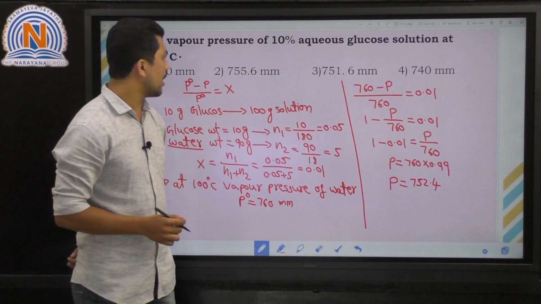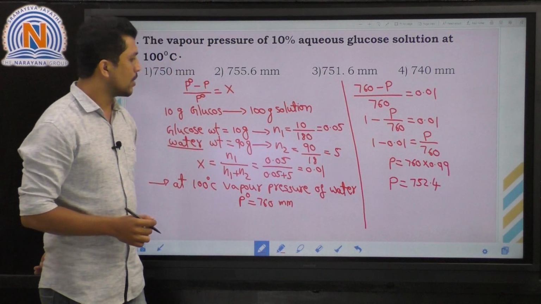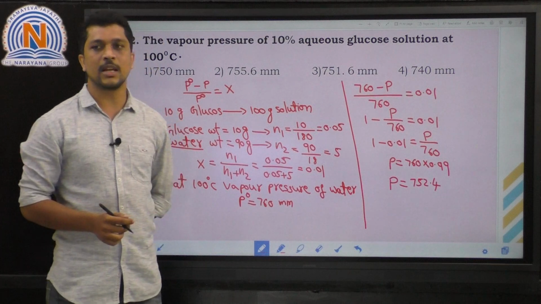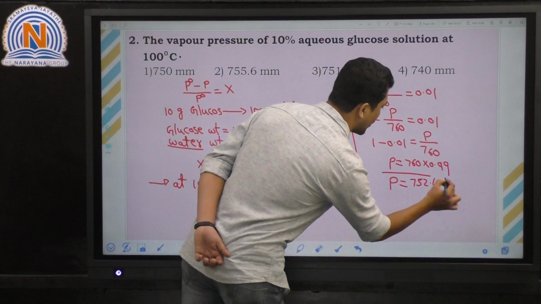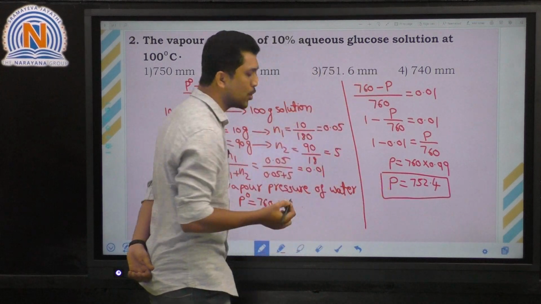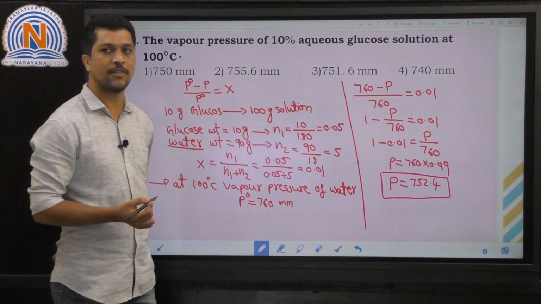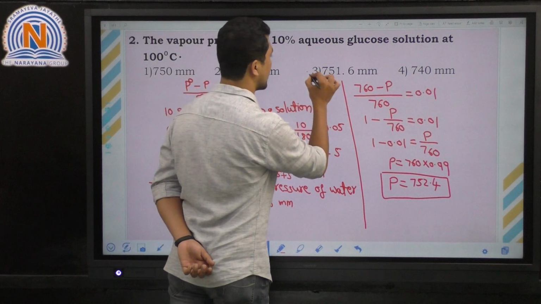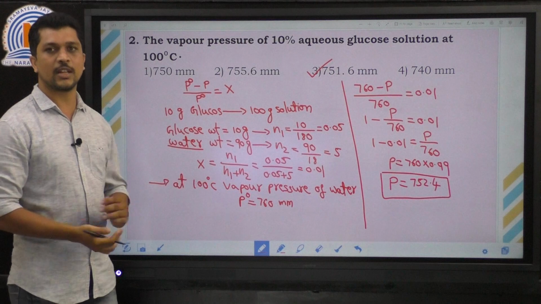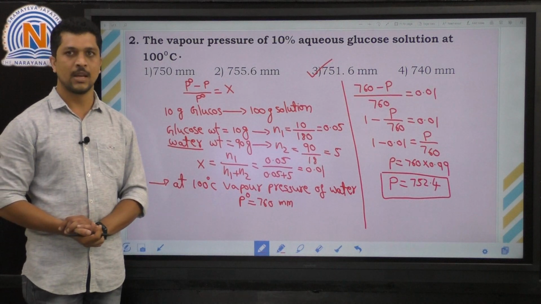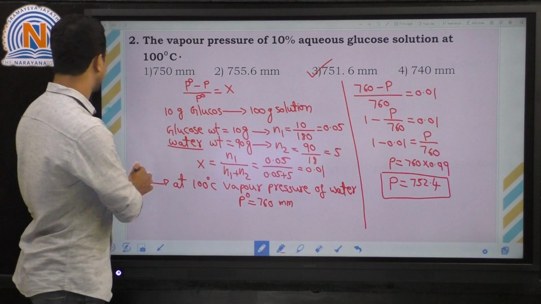If you observe the answers, the third option, which is approximately 751.6, is nearest to our pressure P equal to 752.4. So we can choose the third option. The correct answer is the third option. Here is the solution for the second problem. Let's move on to the next one.